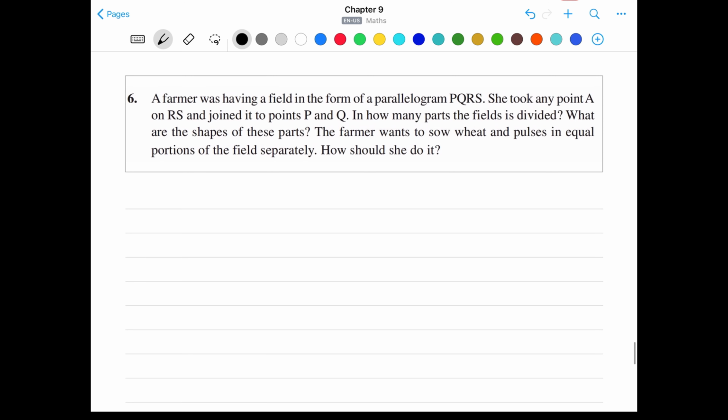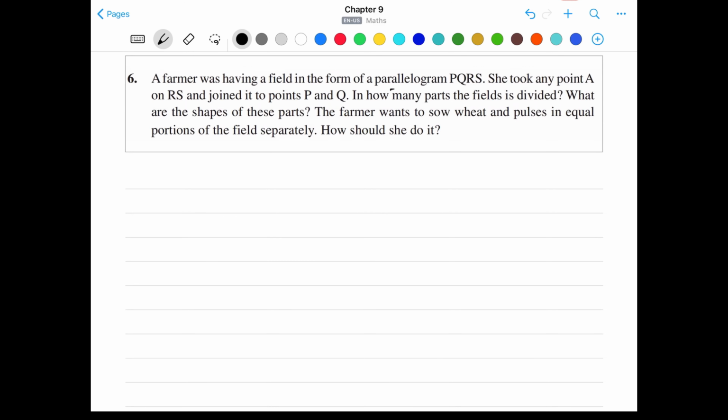Okay, now moving to the next question, which is question number 6. It says a farmer was having a field in the form of a parallelogram. So there is a farmer whose field is in the form of a parallelogram. She took any point A on RS and joined it to the points P and Q. Okay, so she had a parallelogram shaped field.